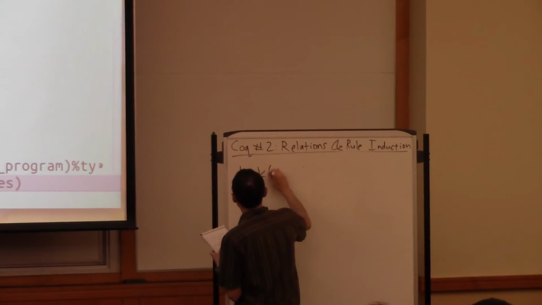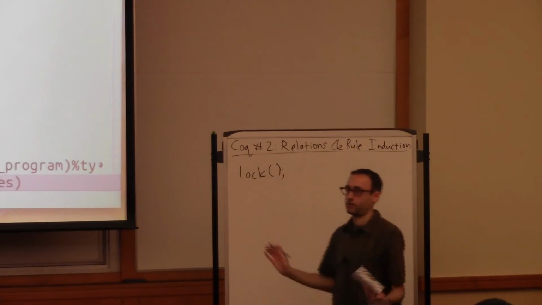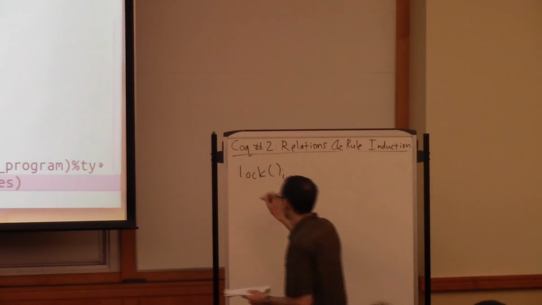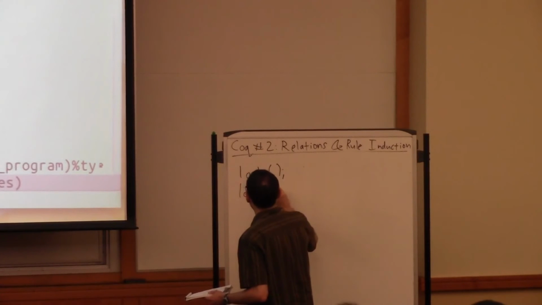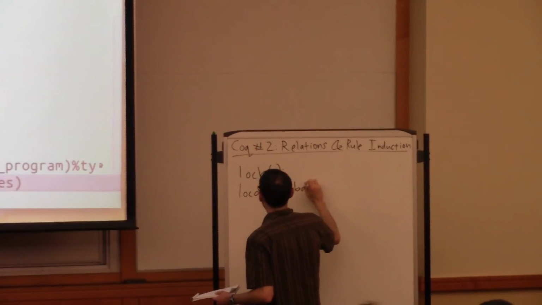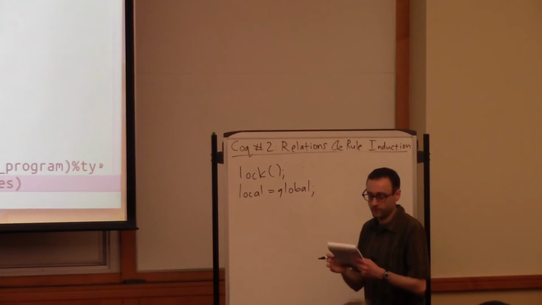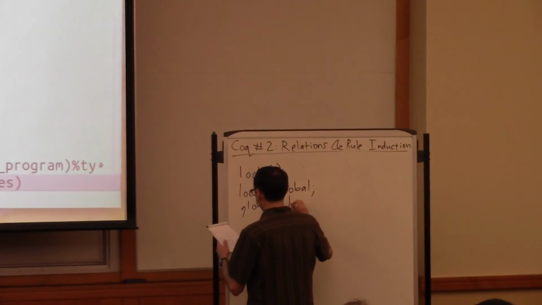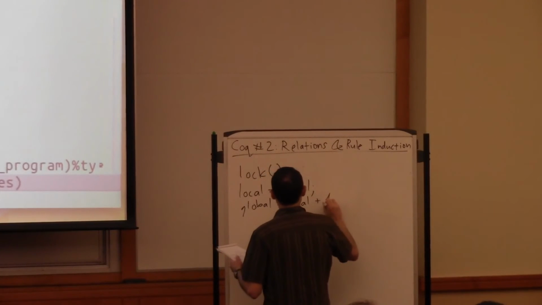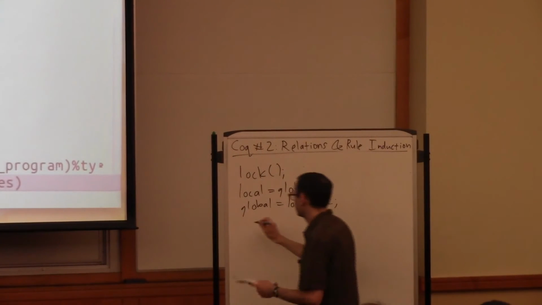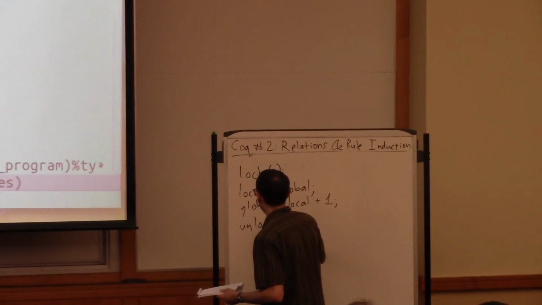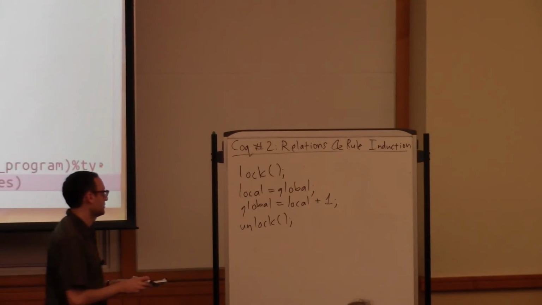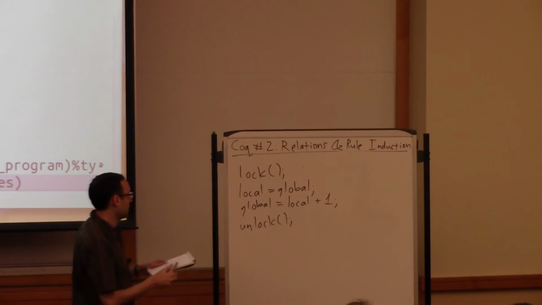It's some code that assumes there's one shared lock across all the threads in your program. You can call a function lock to block until you're able to claim that lock for yourself. And then read some global variable, which is going to be a counter storing a natural number, into a local variable of your own, and then assign the global variable the value that is 1 greater than what you read in the local variable, and then unlock.